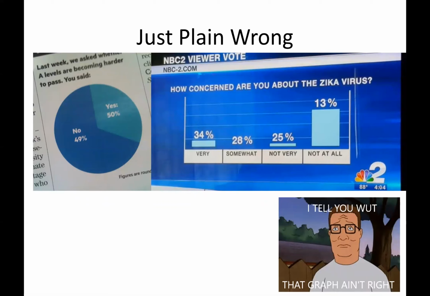And then sometimes things are just plain wrong. The pie chart, even, I don't know how they've rounded those figures, but 49 and 50% should have never looked like that. And I don't even know where to start on the Zika virus bar chart. It's just wrong in so many ways.